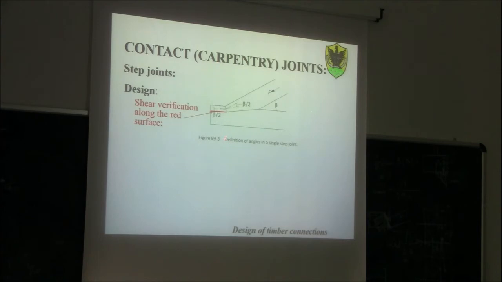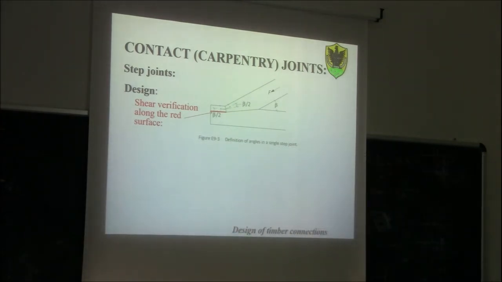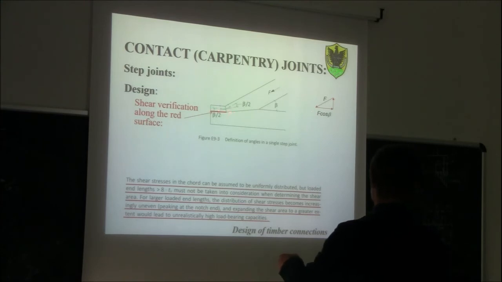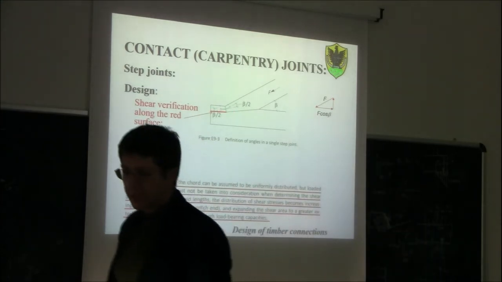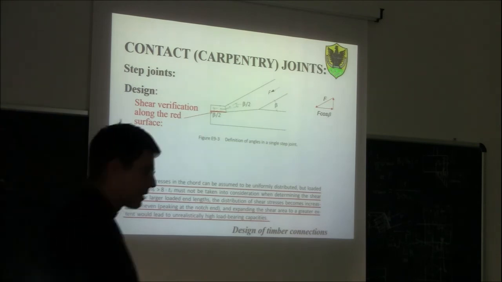And then we need to do another control, the shear verification along the lead surface. In this case, we need to decompose F into two components, one horizontal, one vertical. The horizontal component is F times cos beta. And then we need to make an assumption regarding the distribution of the shear stresses along this surface. The assumption is usually the uniformly distributed one, for the sake of simplicity.